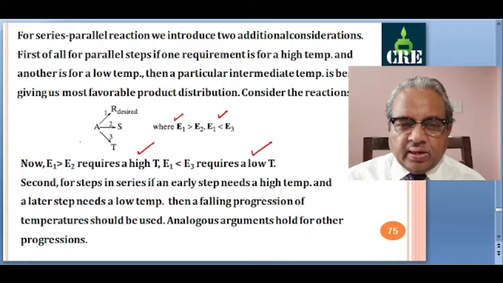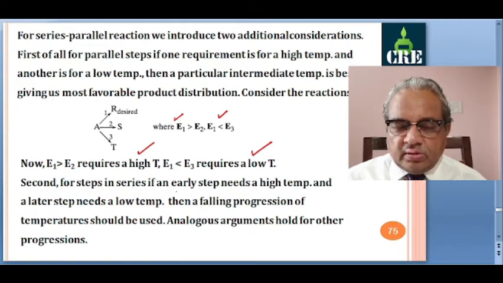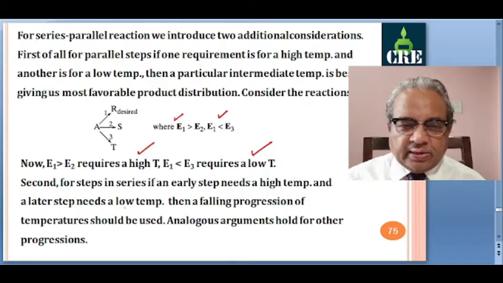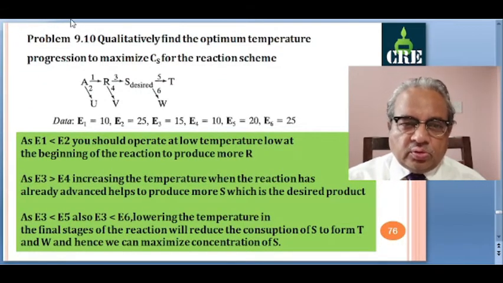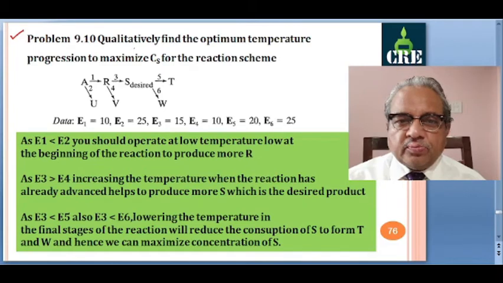For a step in series, if we consider, if an early step needs high temperature and a later step needs low temperature in a series reaction, then a falling progression of temperature should be used. So you should start with high and then end up with low, second reaction with low. So similar arguments hold for other progressions. Now we'll see the problems based on this product distribution and temperature dependence.